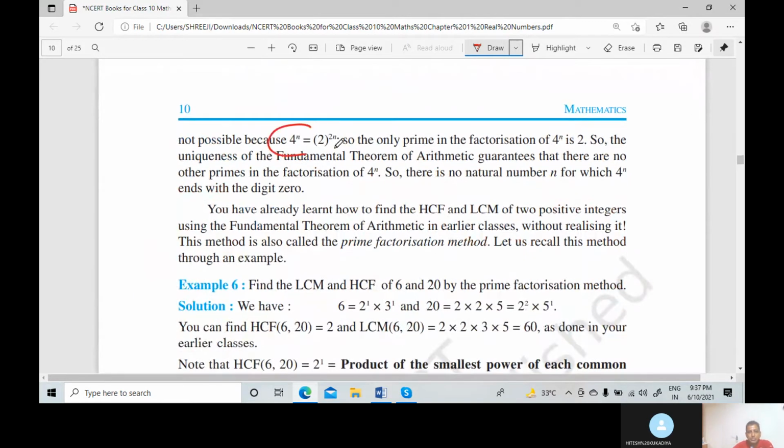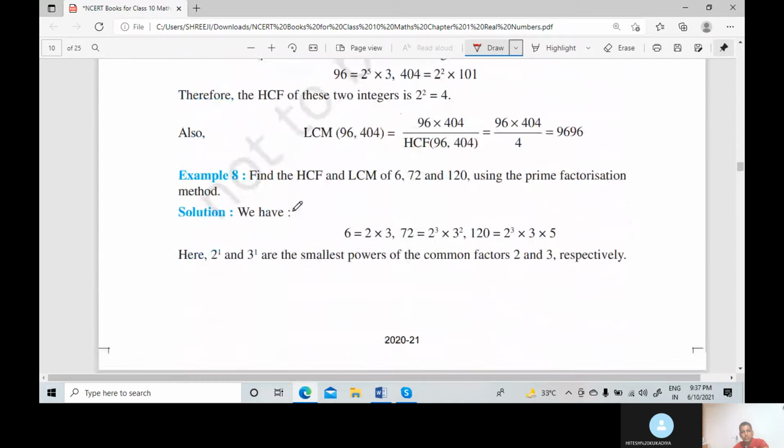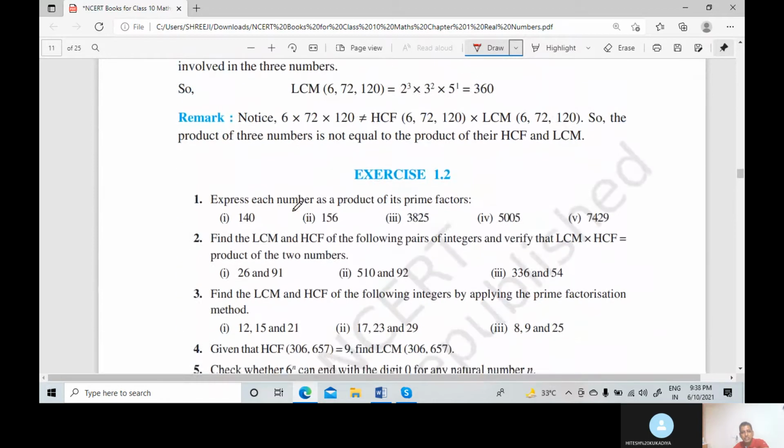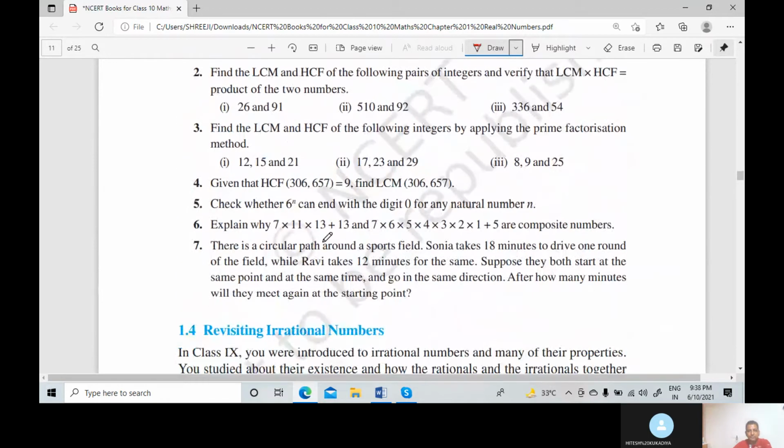Okay, look at this textbook on the next page also. Yeah, this one. So the only prime in the factorization of 4 raised to n is 2. Clear? So it can never be 0. There is no natural number n for which 4 raised to n ends with the digit 0. Is that clear? I think this type of question is also given in the exercise. Yeah, exactly the same question.